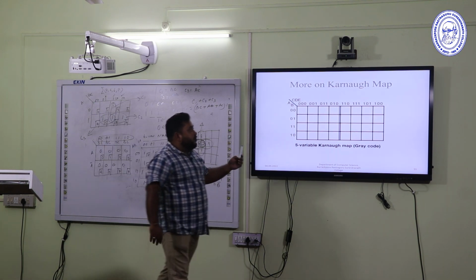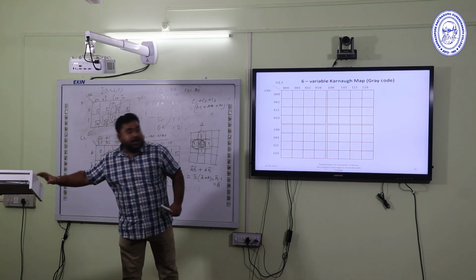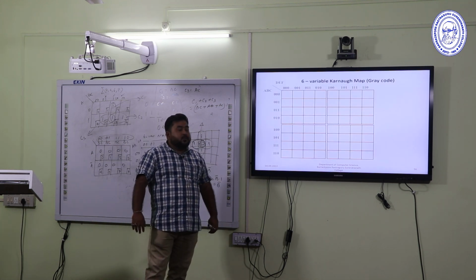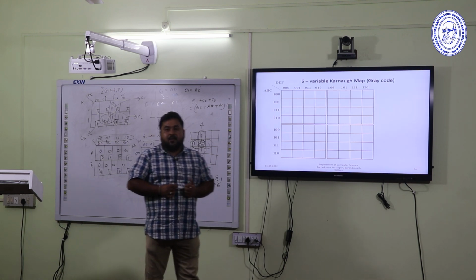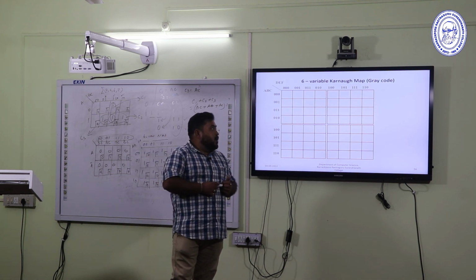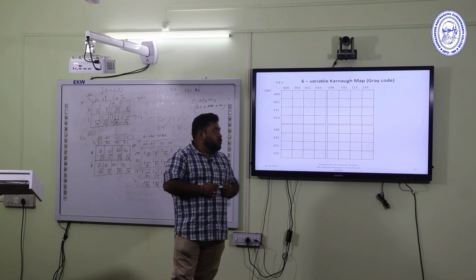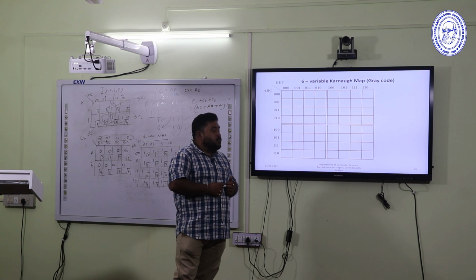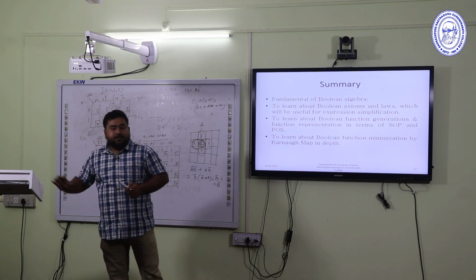So this is a 5 variable map, and this is the 6 variable map. They are not used in real life for handwork. If you wish, you can try at your home with a large number of literals.